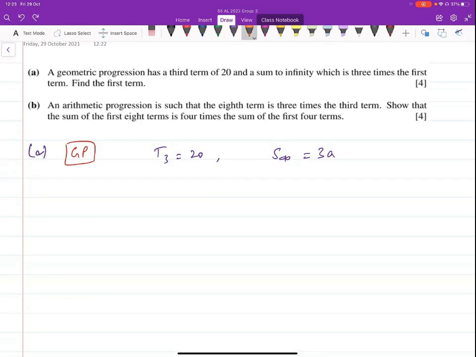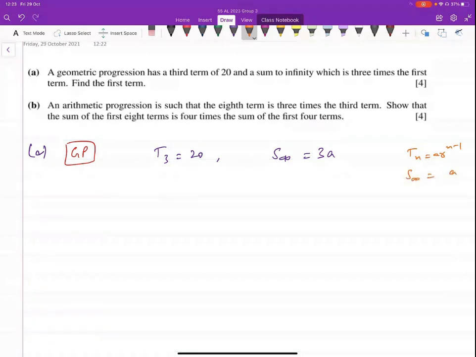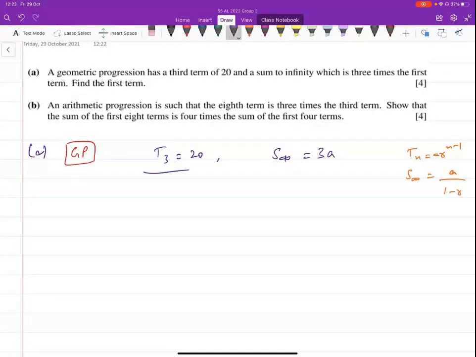What is the term formula for a GP? I'm going to write the formulas here on the side. Term formula is AR raised to power n minus 1. The other thing that's important here is sum to infinity. That is A over 1 minus R. So for the first relationship here, T3 equals 20, we use the term formula. We say AR raised to power 3 minus 1 should be equal to 20. And that gives us AR square equal to 20. That's one equation that we have.